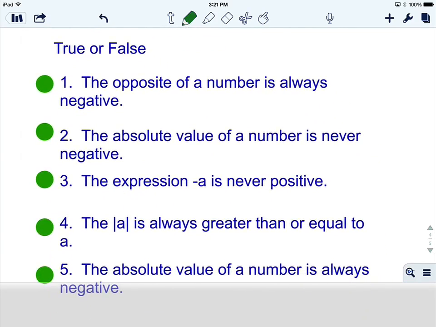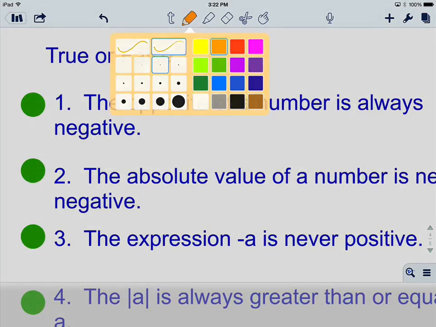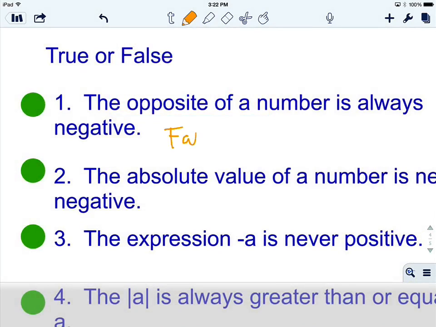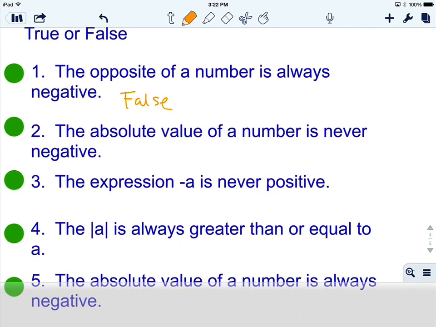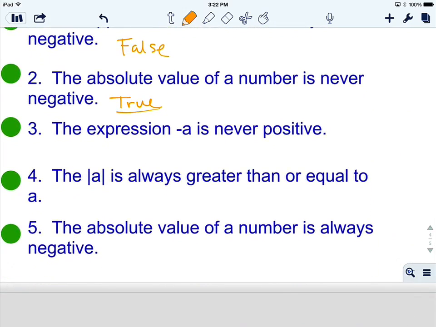True or false? The opposite of a number is always negative. This one's false. The opposite could be positive or negative, so just keep that in mind. For opposites, we're just changing the sign. If it's positive, we switch it to negative. If it's negative, we switch it to positive. That's all there is to that. Number two, the absolute value of a number is never negative. This one is true. It's never negative. Remember that. That number is always going to come out positive.